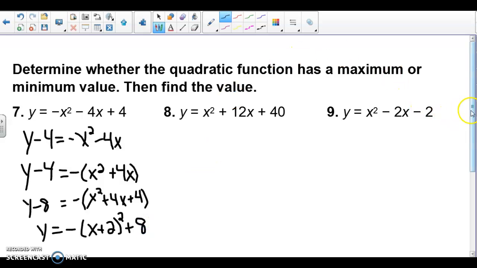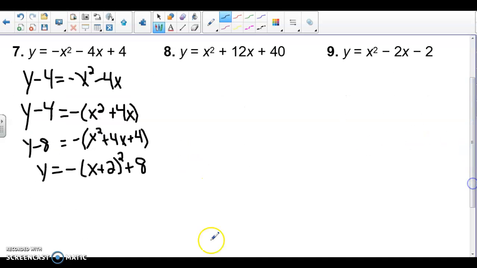Alright, so does it have a maximum or minimum value? Well, since it has a negative a value, it has a maximum value because it opens down, and that maximum value is y equals 8.